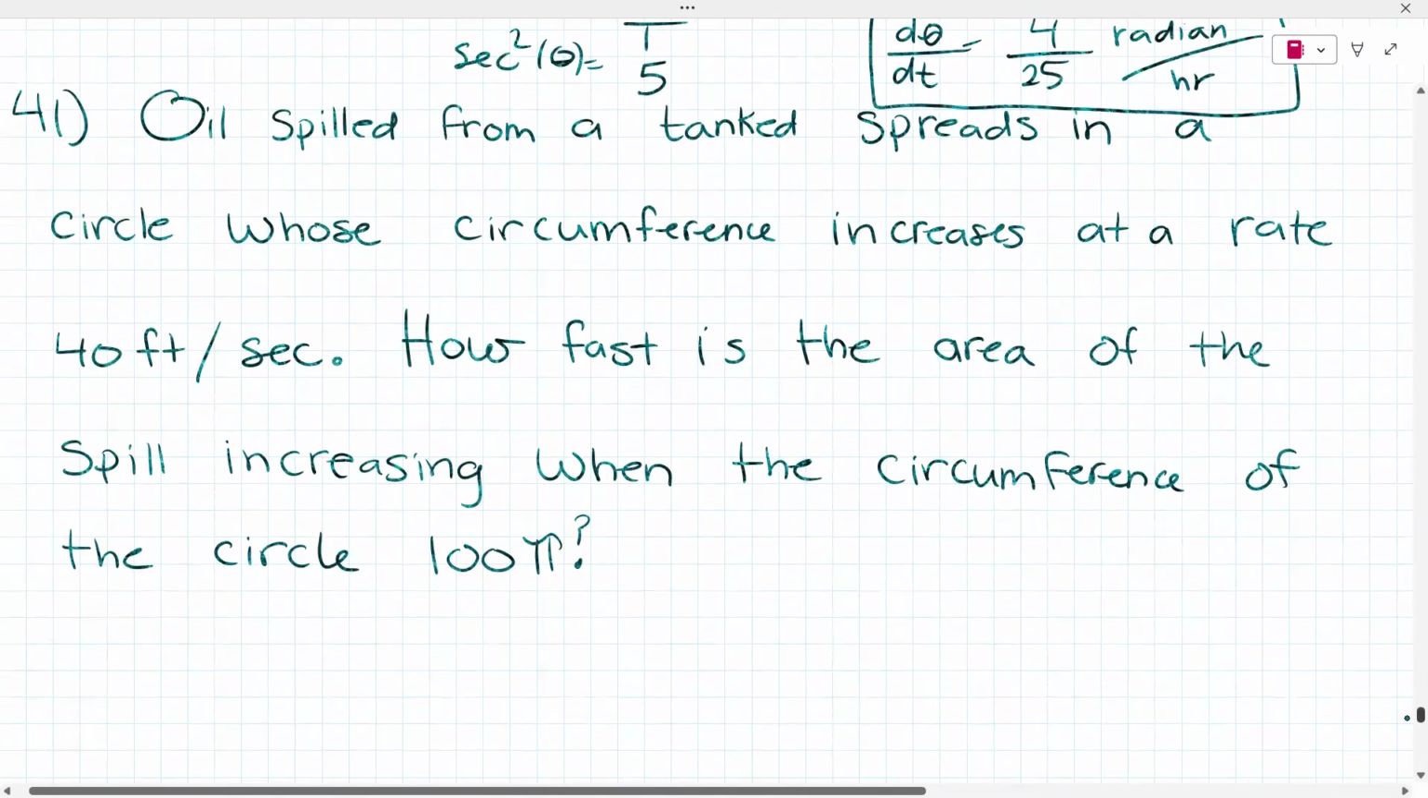Okay, number 41 says oil is spilled from a tank and spreads in a circle whose circumference increases at a rate of 40 feet per second. How fast, so that's a speed, how fast is the area of the spill increasing when the circumference of the circle is 100 pi?